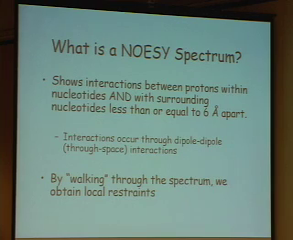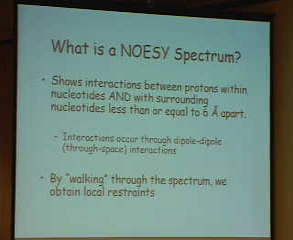The NOESY spectrum shows interactions between protons within nucleotides and with surrounding nucleotides less than or equal to 6 angstroms apart in space. Interactions occur because of dipole-dipole interactions, or through-space interactions, as opposed to through-bond interactions. And interactions occur as cross-peaks on a cross-peak intensity map, which we'll see next. By using the secondary structure, we can find a pattern in these cross-peaks and assign all the peaks in the spectrum.